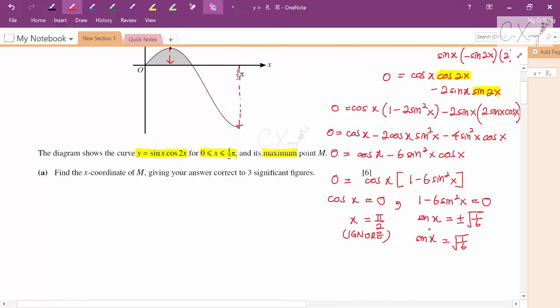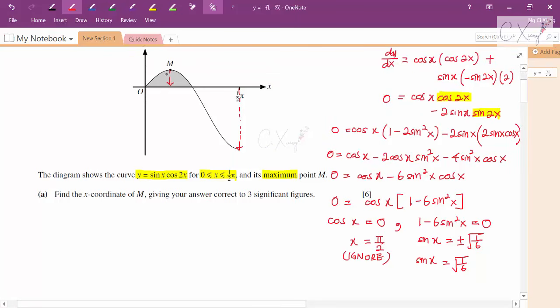Okay, I will ignore sine x equals to negative. It is because, from the diagram again, you can see that the answer is between 0 and pi over 2. So between 0 and pi over 2 should be in the first quadrant, where in the first quadrant, sine should be positive. All right.